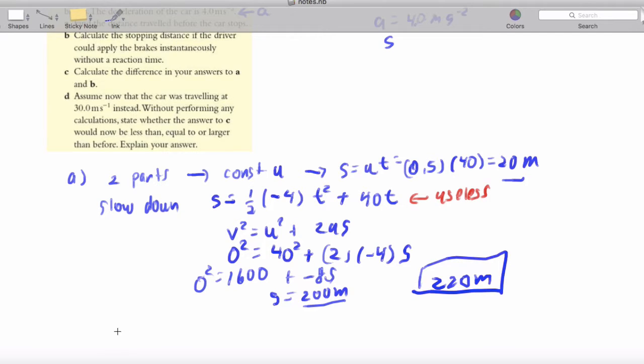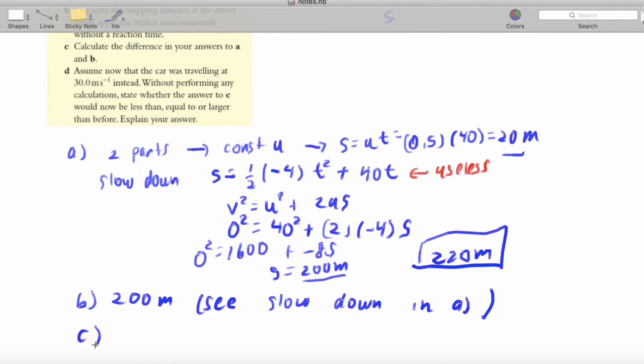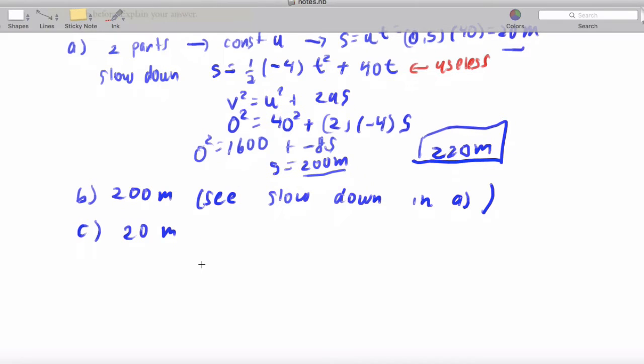That's for part A. Now for B, the stopping distance, if we could have no reaction time, would simply be the 200 meters. Okay, see the slow down part. All right, and for C, the difference is 20 meters. All right, now for part D.